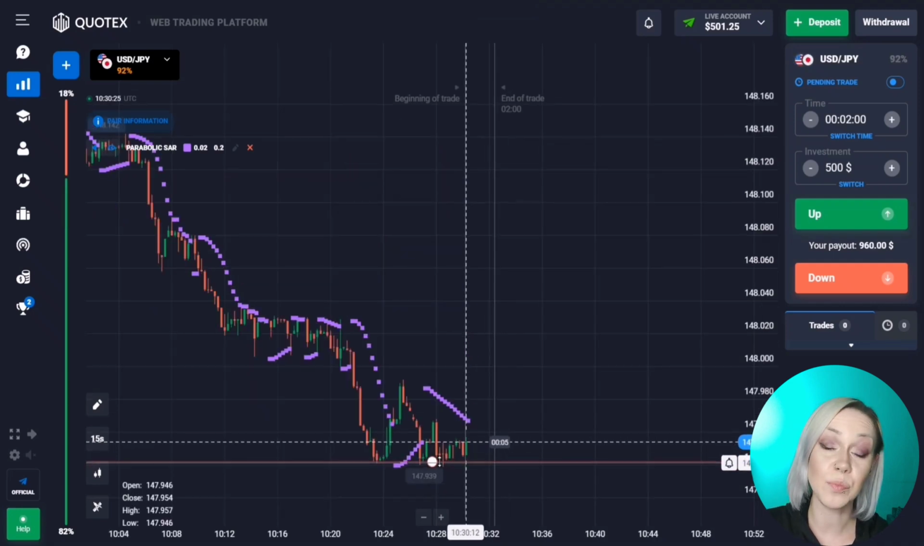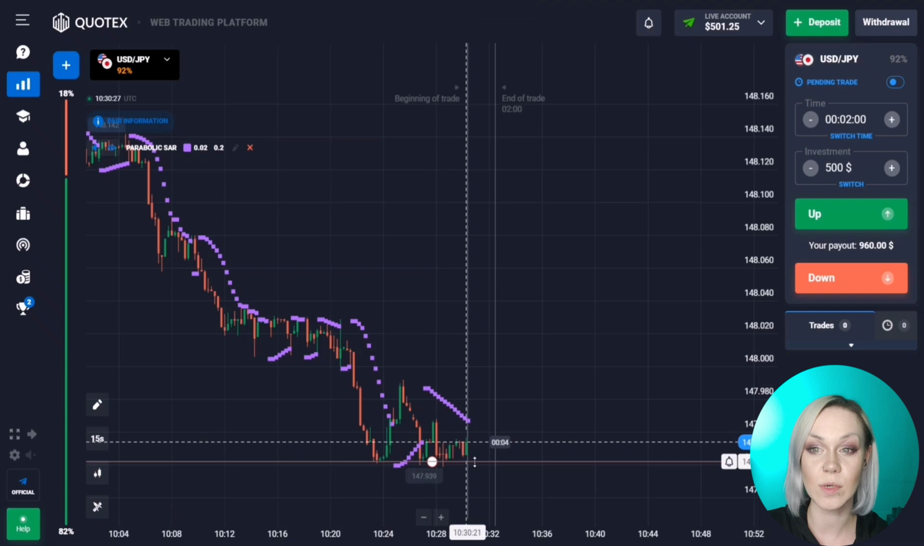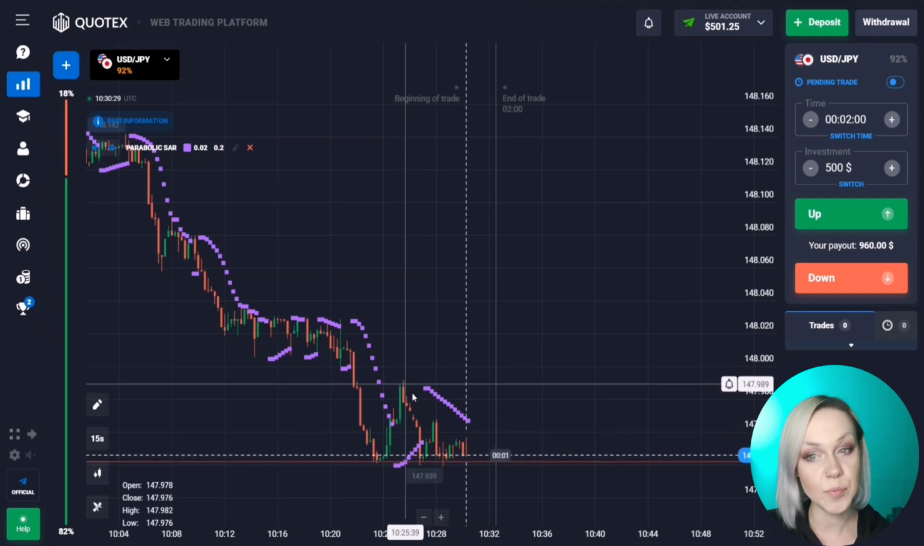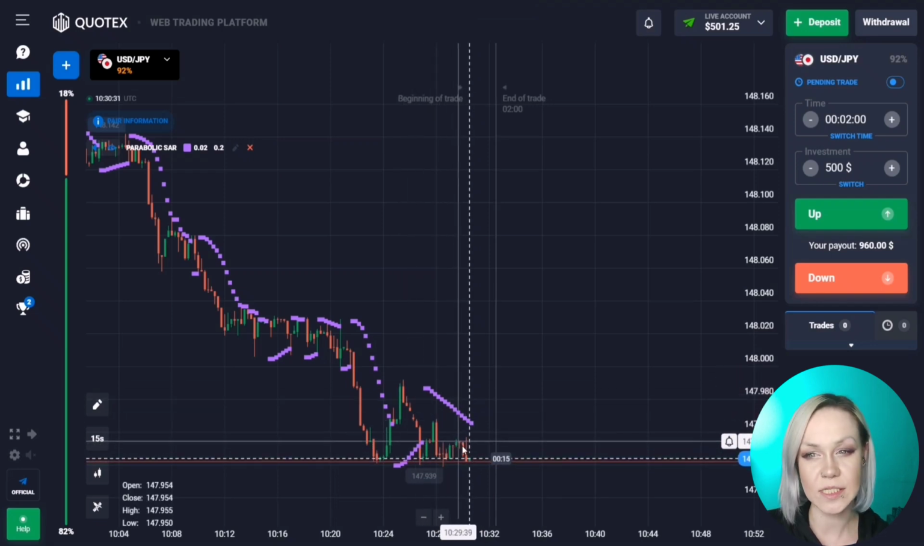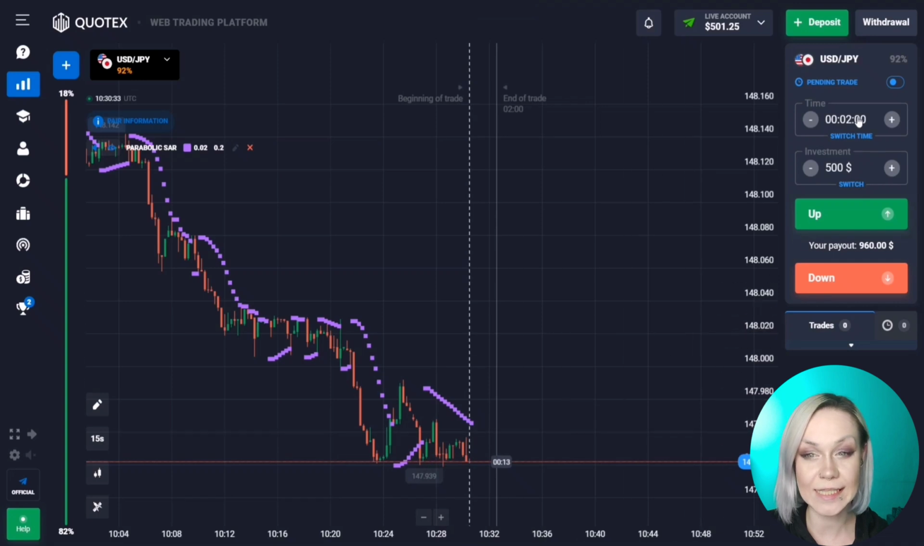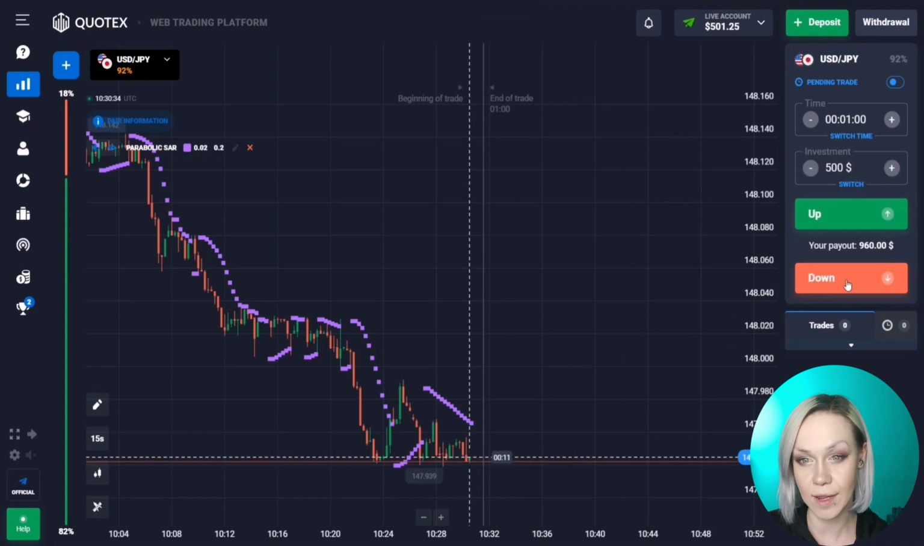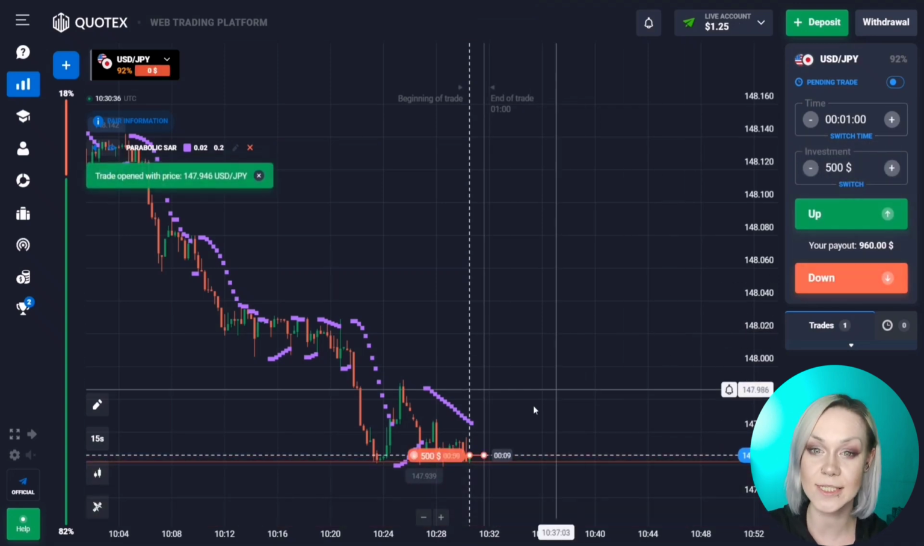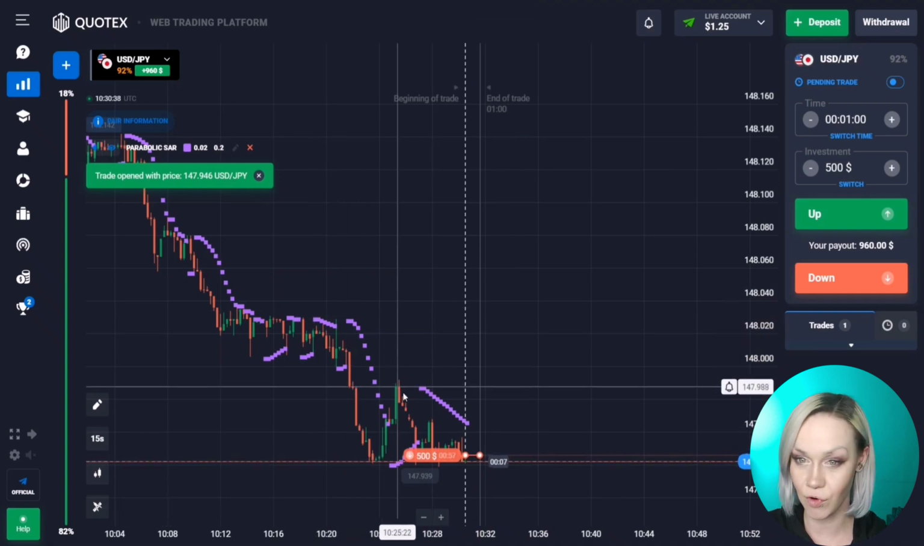We have the level of support down here. We see that there was a downward movement. The price reached the level. At the moment, it's moving in the trading zone. In this case, I open a trade for a fall for 1 minute. The price has an excellent potential for a fall.